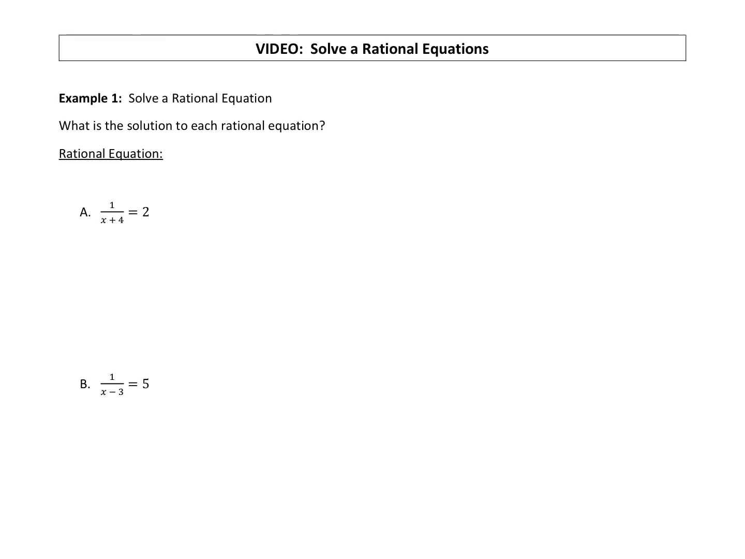All right, so we're going to start out with solving some basic rational equations. Our first example: what is the solution to each rational equation?